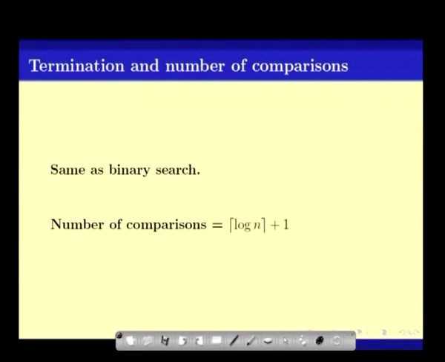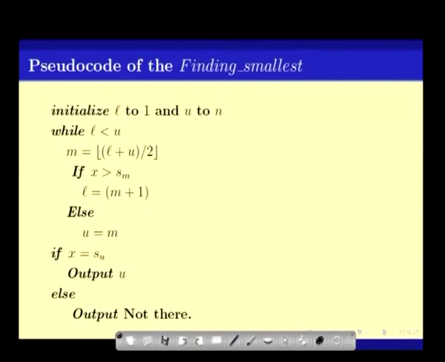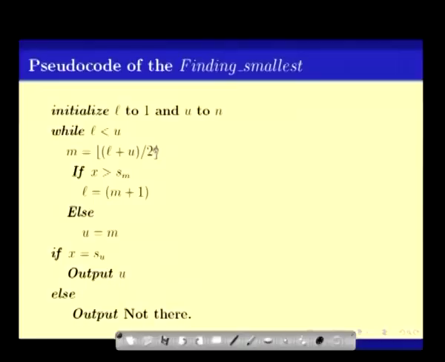Now, how many comparisons do we need? Since it is exactly similar to binary search, the number of comparisons will also be log n plus 1. Here is the pseudocode. I will not go into details of this pseudocode; rather, I would just leave it as an exercise. All I had to do was change the ceiling to the floor, change these inequalities, and make the corresponding changes. I leave it for you to verify that this algorithm does find the smallest index.